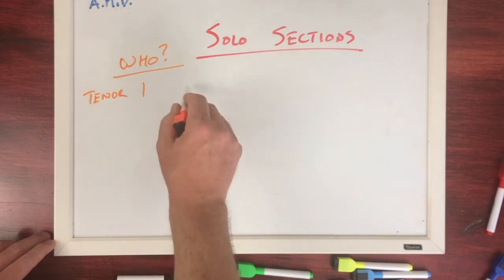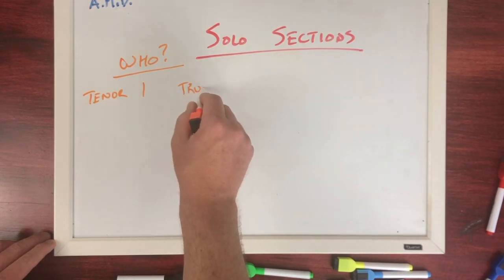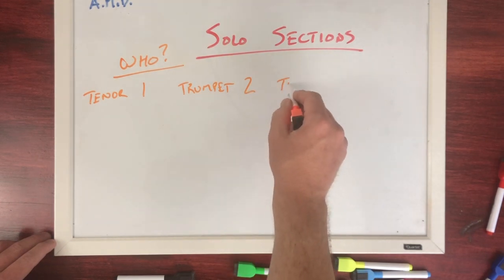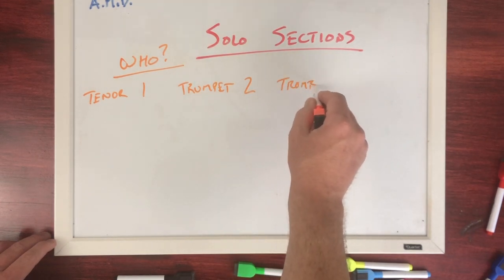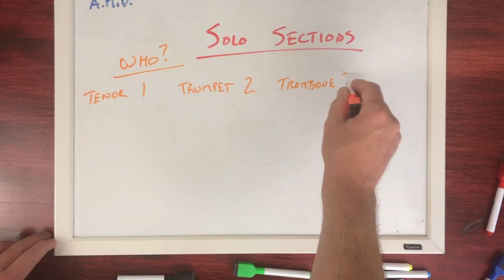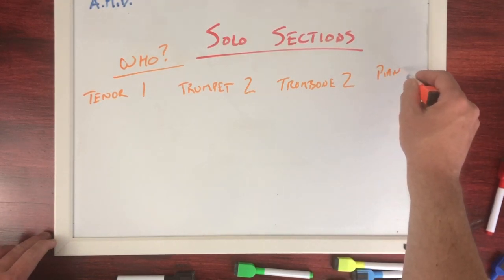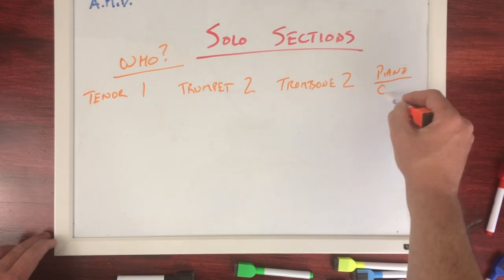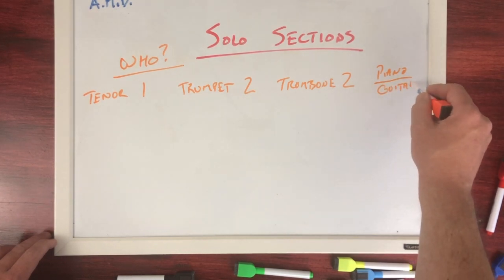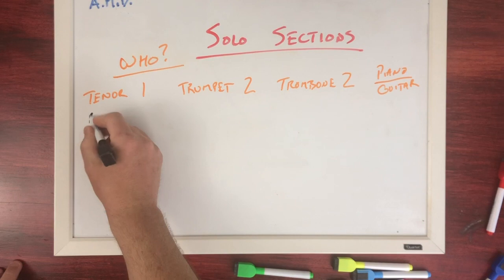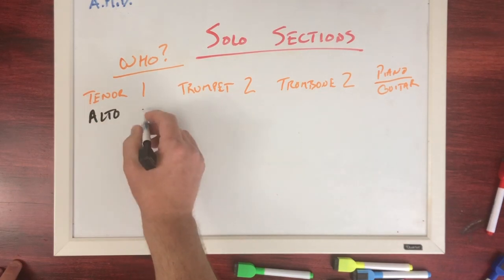A lot of times, remember our first place we should look for who might have a solo is in the tenor 1 part, the trumpet 2 part, the trombone 2 part, and then probably in the piano or guitar parts. All right, those are all likely culprits to have a solo. If you go back to the big band renaissance of the 1950s, you see a lot of solos in those parts. A lot of times, remember, those are the instruments that are closest to the rhythm section, so it makes a little bit more sense.